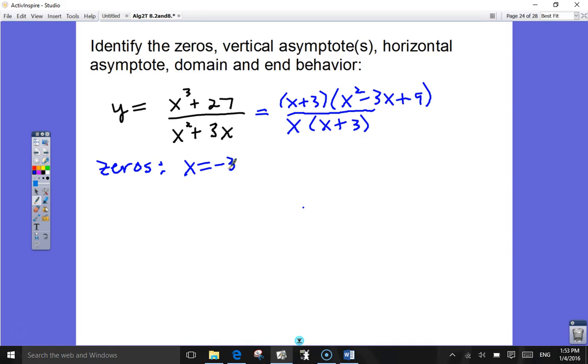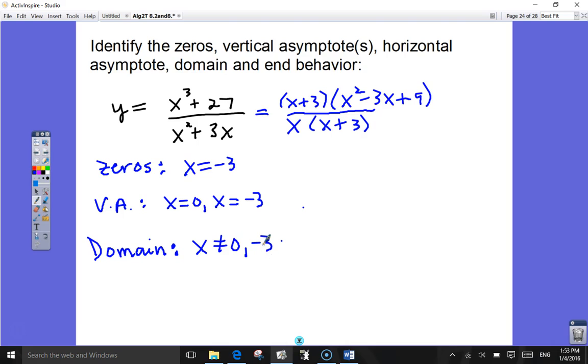How about the vertical asymptotes? It should be x equals the zeros of the denominator. What are the zeros of the denominator? 0 and negative 3. So x equals 0, x equals negative 3. What does that make the domain? x does not equal 0 or negative 3. Right?